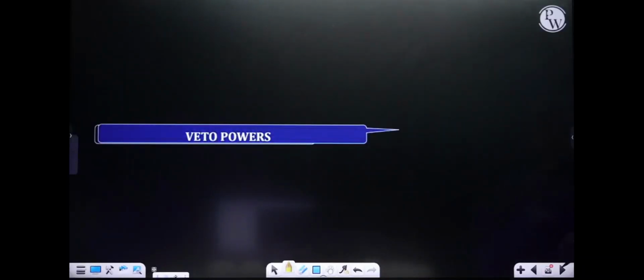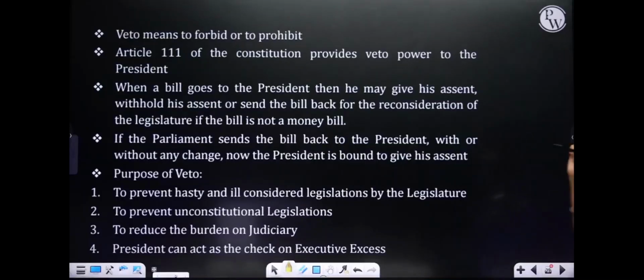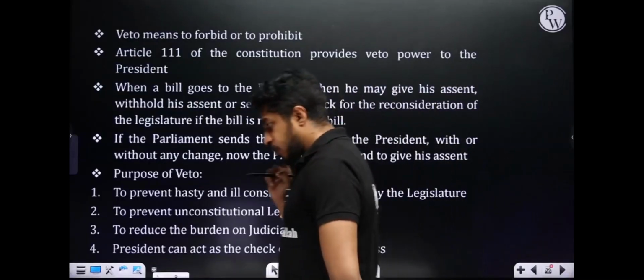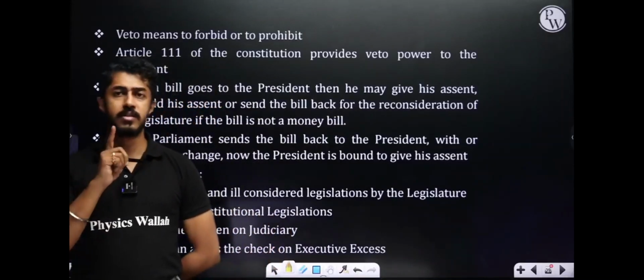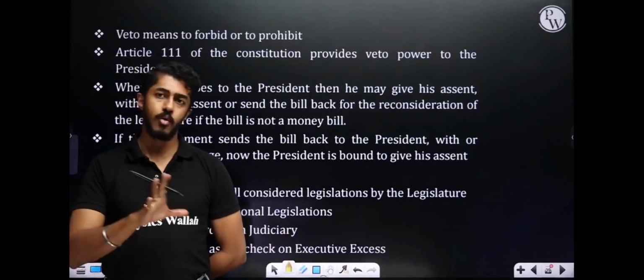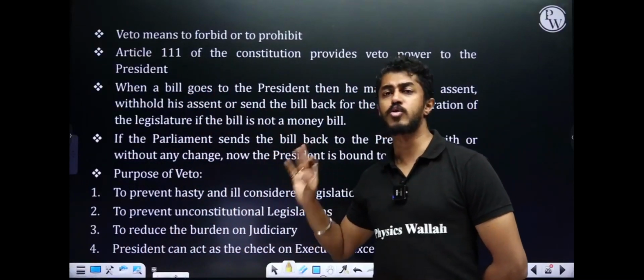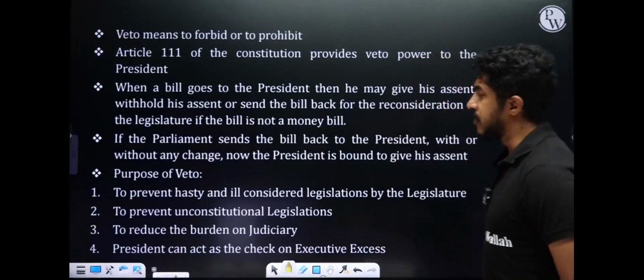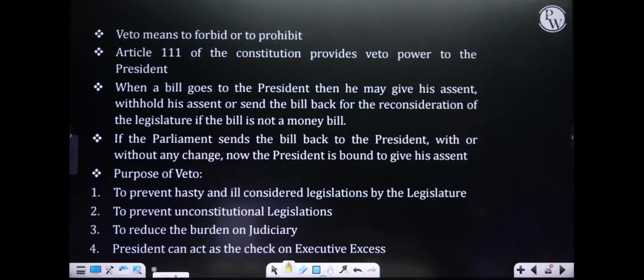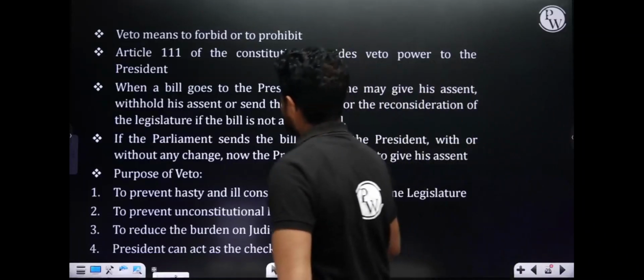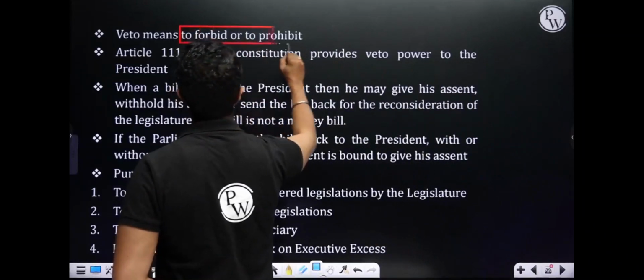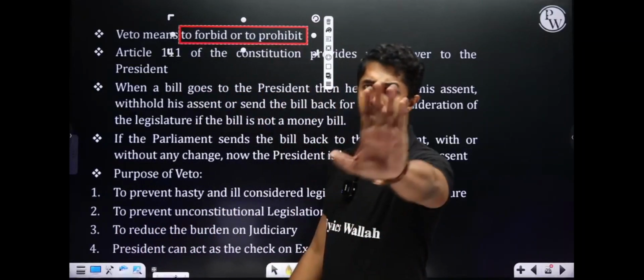Veto powers. As a topic, if you ask me, this used to be a matter of controversy earlier, but not anymore. These days, we don't hear any controversy surrounding the veto power. So, veto power, veto means what? Veto by word, it means to forbid or to prohibit, to stop basically.